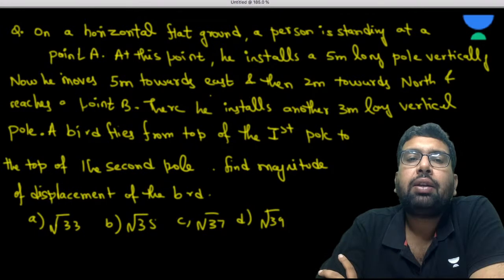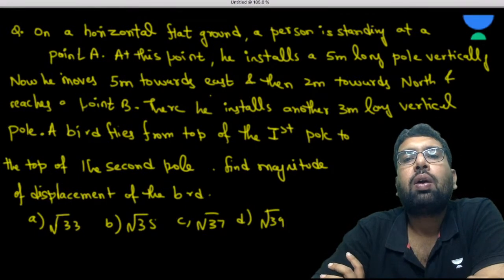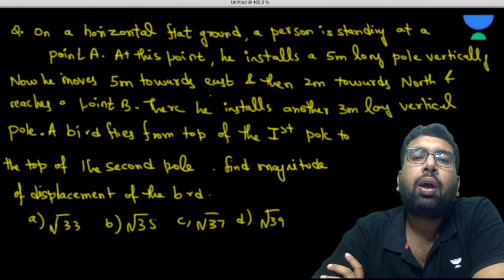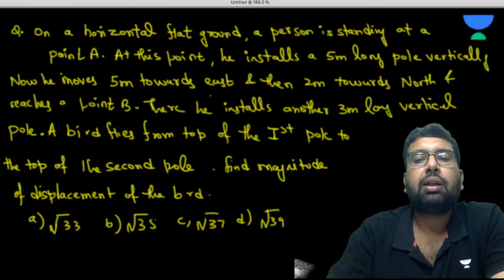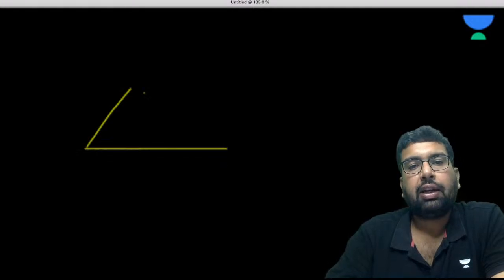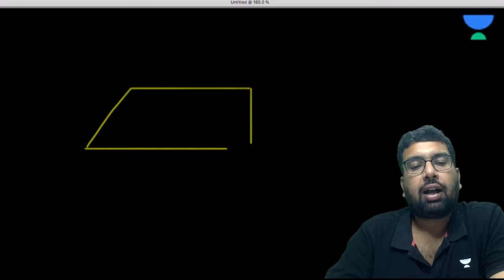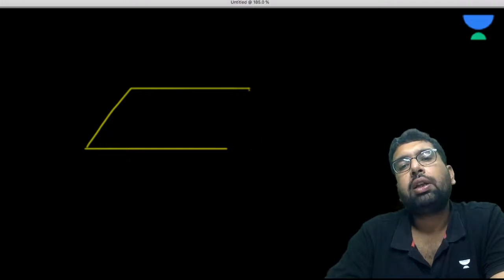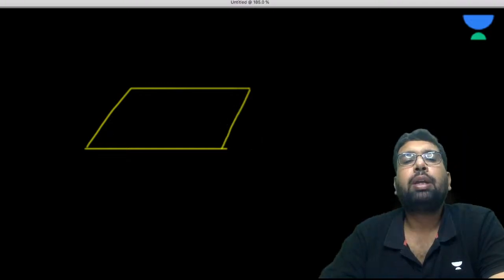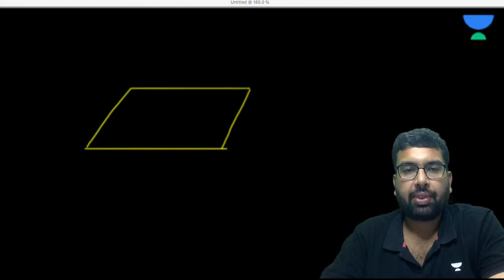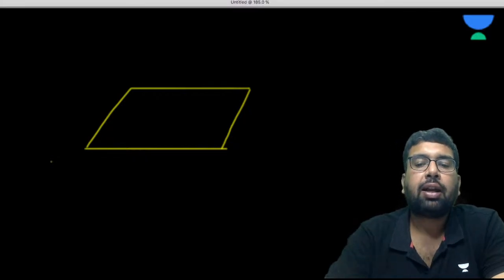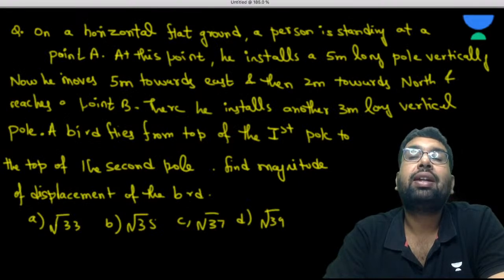Now, it says on a horizontal flat ground, a person is standing at a point A. At this point, he installs a 5-meter long pole vertically. Now, let's try to make this. Here there are three dimensions. Let's suppose this is a plane. This is a little bit tricky, because the screen or the page in the copy is two-dimensional, right? But in this kind of question, we have to think three-dimensionally.